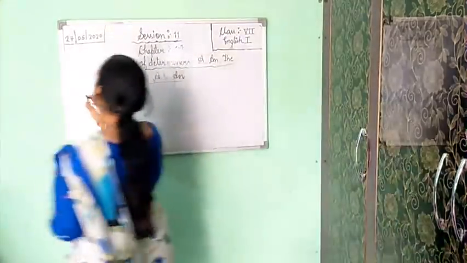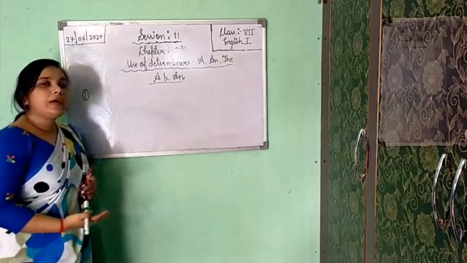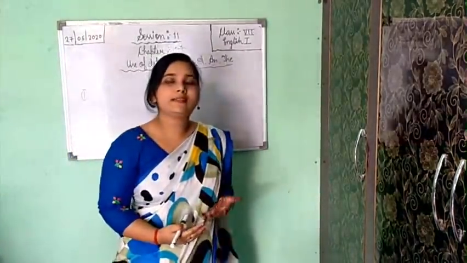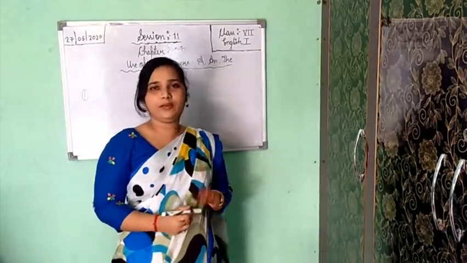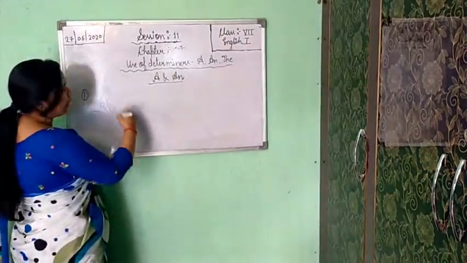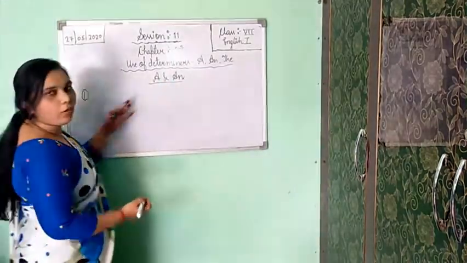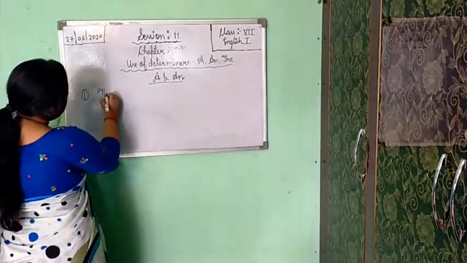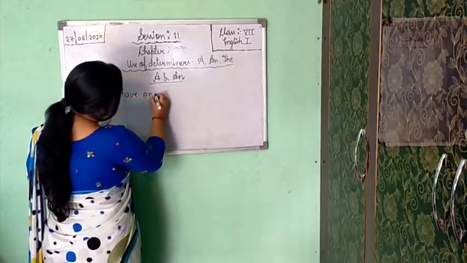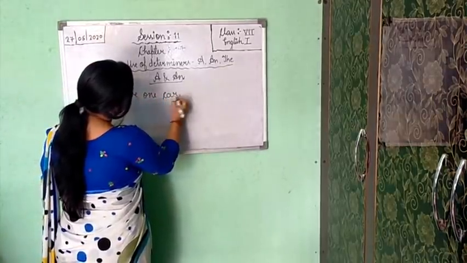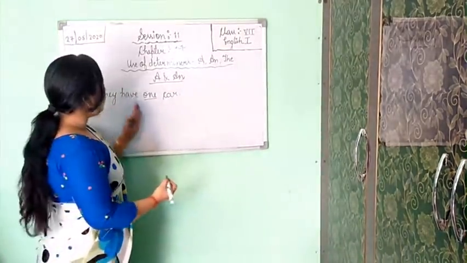Now the first one is, if you are getting a numerical sense, which means one only, then you will put A or N. Suppose they have one car. I have written one car. So one is giving us the numerical sense.